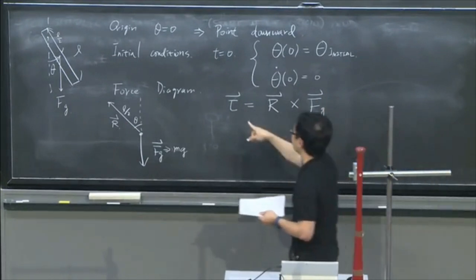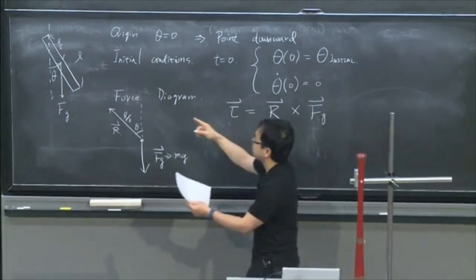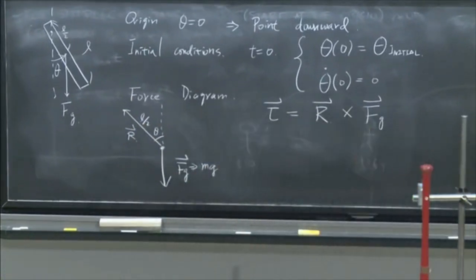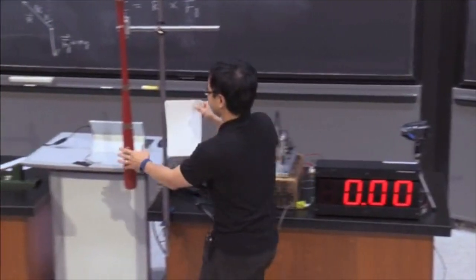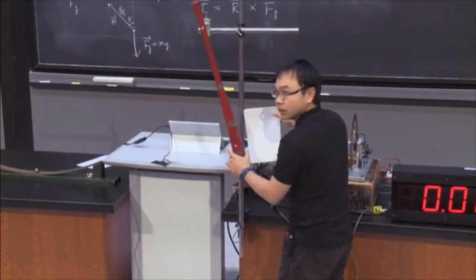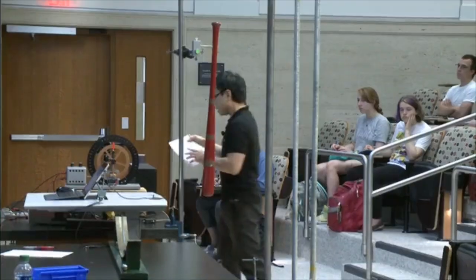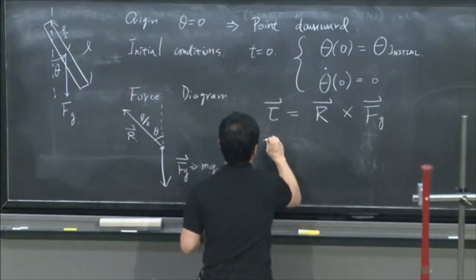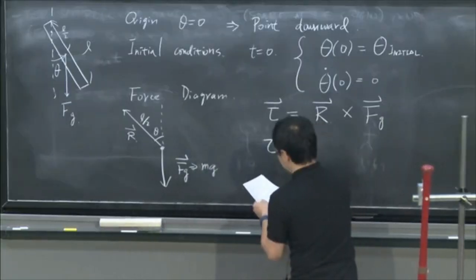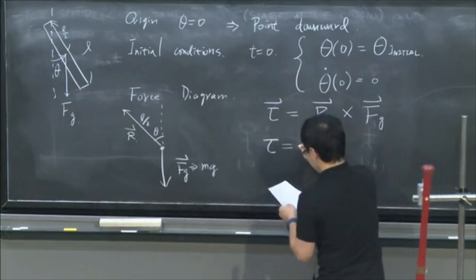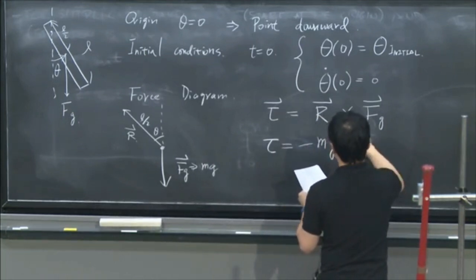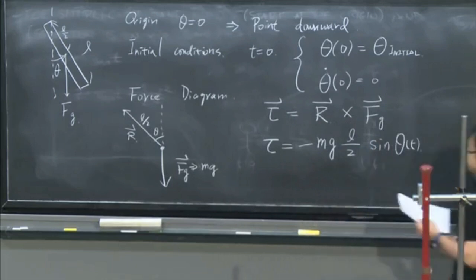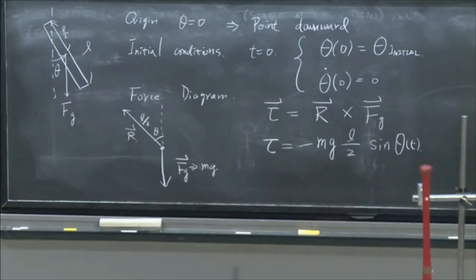Okay? So now we can write this down explicitly. Since the whole system is rotating on a single plane, right? There's only one plane this rod is sitting on, and it's going back and forth only on this plane. Therefore, I can drop all the arrows and write down the magnitude of the tau directly, and this will be equal to minus mg L over 2 sine theta of t. Okay? Any questions so far?